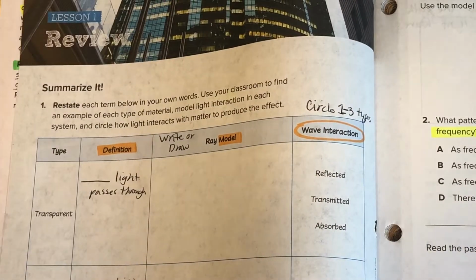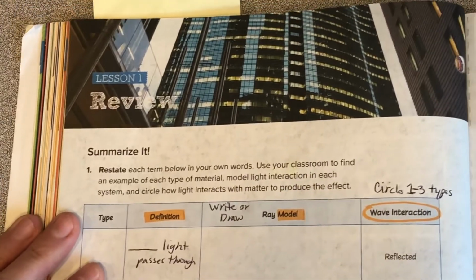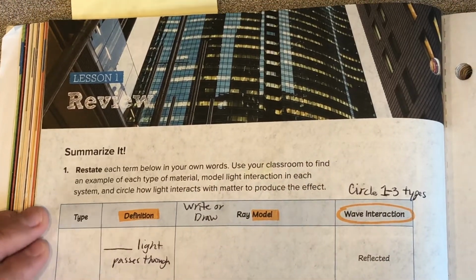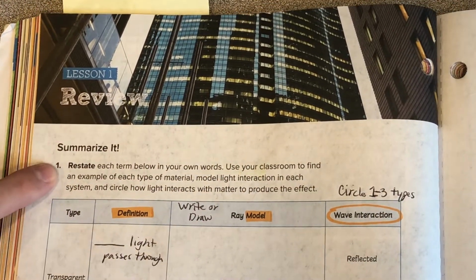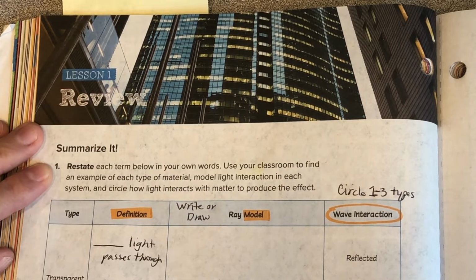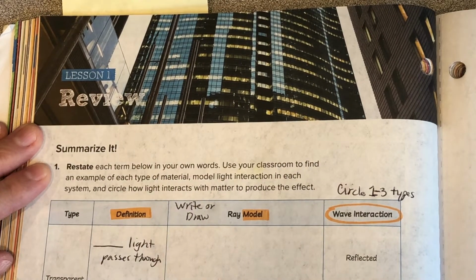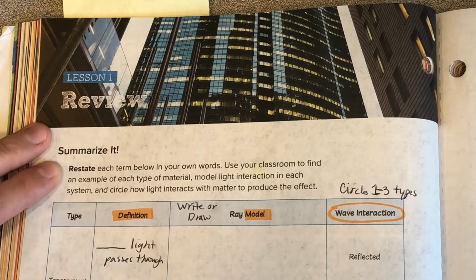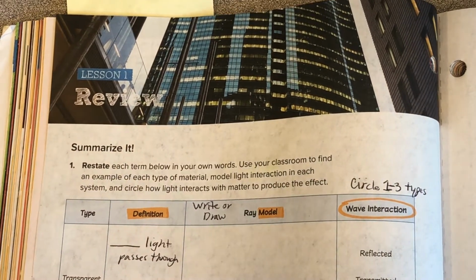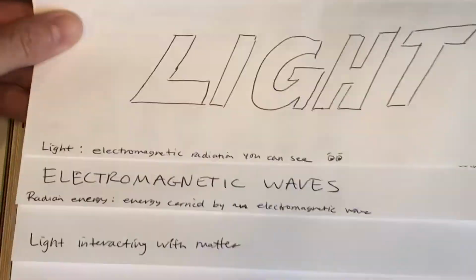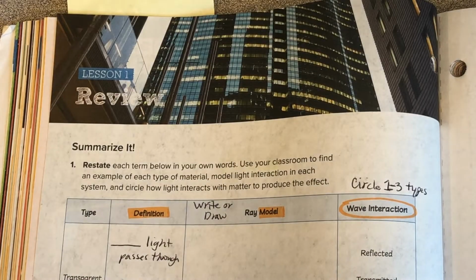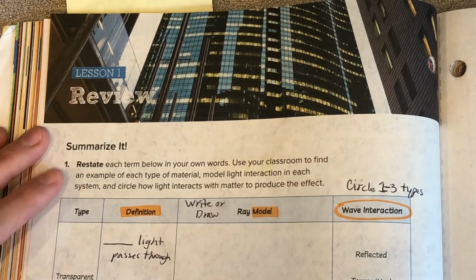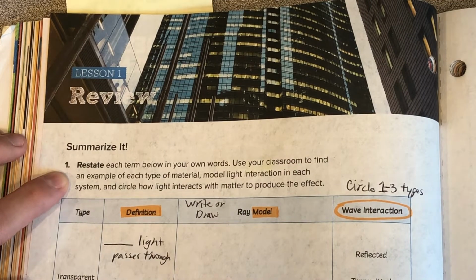All right, the end of our lesson is upon us, and we're over here in lesson review. This is page 82 in your book. You do need to go back and review everything that we've learned this lesson. So you're going to restate each term in your own words below. But you can go back and use your foldable here. It has all those vocabulary words. Use your classroom to find an example. Obviously, you're not in your classroom.